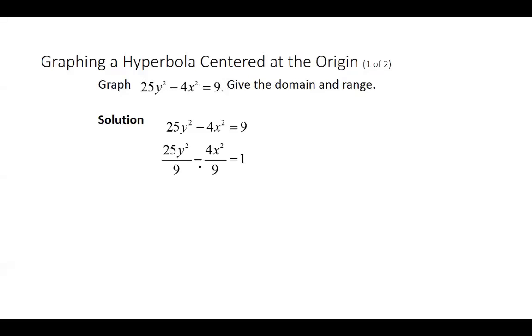And I know this is a hyperbola. If this were plus, then it would be a different story. It could be an ellipse. So in this case, we want to determine the values of a and b. So I'm going to write it in the general form. You remember the general form was y squared over a number. So I'm going to move the 25 to the bottom of the fraction. That becomes 9 over 25. And then move the 4 to the bottom of the fraction and I get 9 over 4.